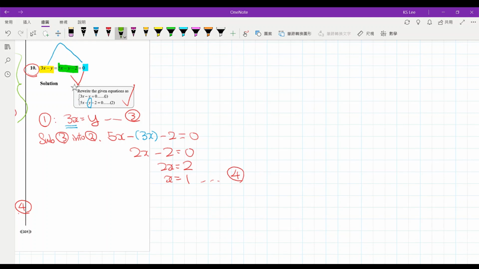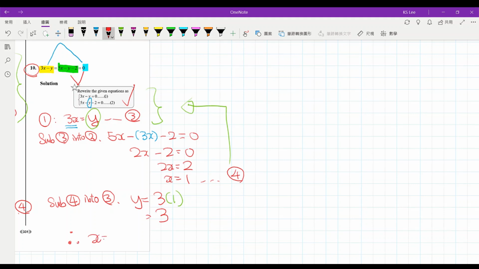And later on, we can substitute this one back into the 3 equations in the front. Which equation should we substitute the 1 into? I suggest we can start to substitute the 1 into equation 3 because in equation 3, y is our subject. And therefore, x is 1 and y is 3. So that's all.